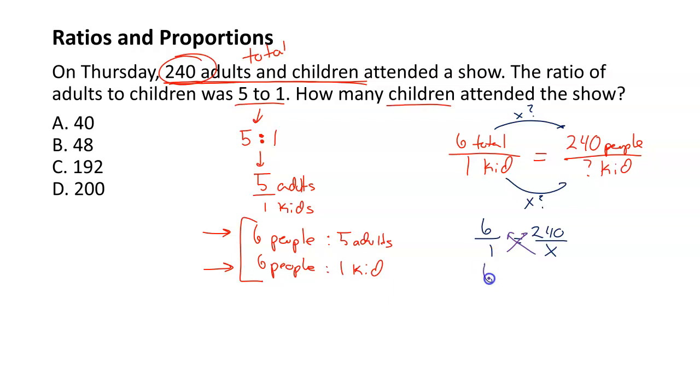I will do 6 times x and 1 times 240. And then solve for x using division. What do I get? 40. So the number of kids is 40.